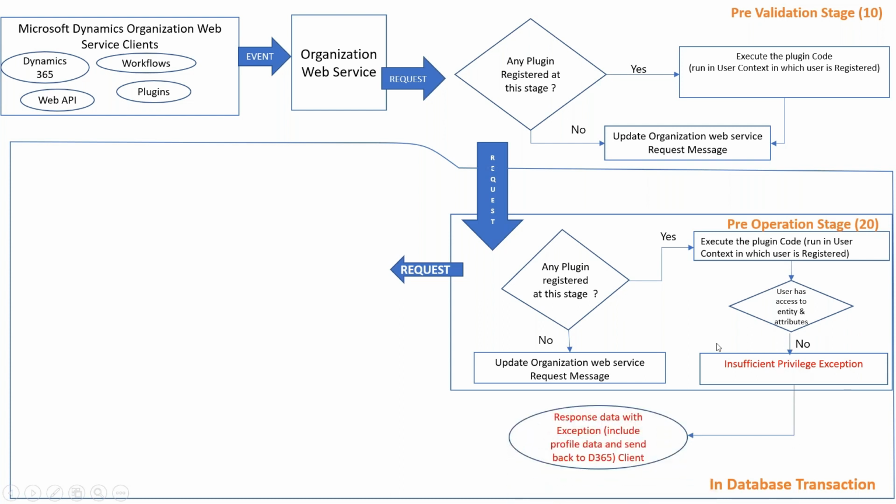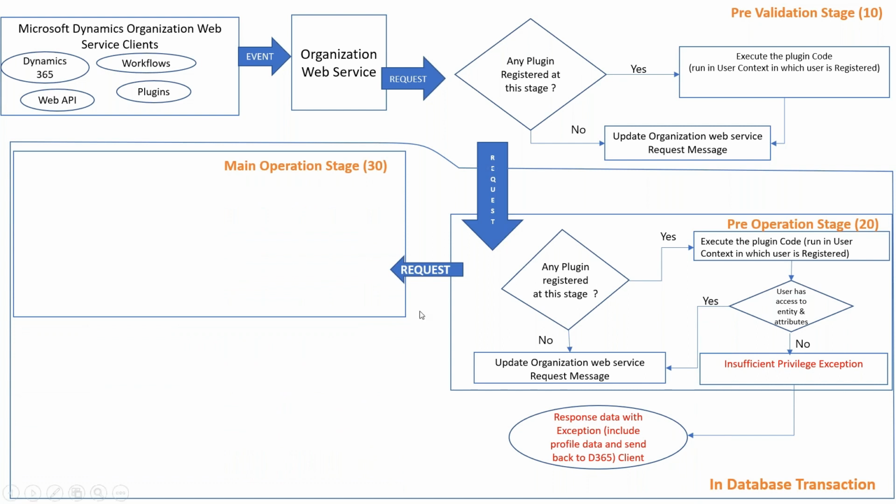Whatever the message is coming here, it will respond with data, with the exception included, back to the Dynamics 365 client. So whatever message is coming here, it will send to the CRM as insufficient privileges. Suppose the user does have access here, then it will give an updated organization web service request message.